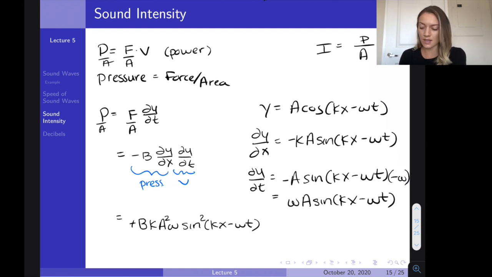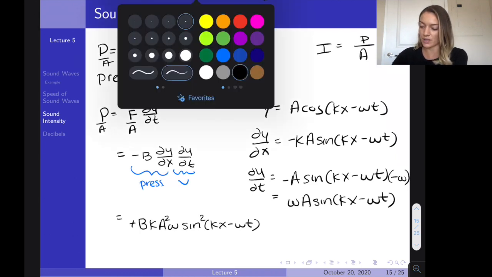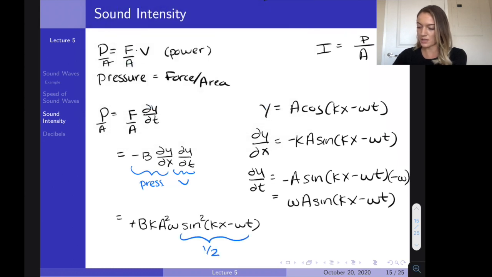So this is our intensity, but this is the intensity at a specific moment in time. Remember, when we have the sine that depends on time, we want to take the time average to find the average power, or the average intensity in this case. So we replace our sine squared with the time average, the average value of sine squared over a complete cycle, which we said in a previous lecture is 1/2. So now we get that the average intensity is B k omega A squared divided by 2.